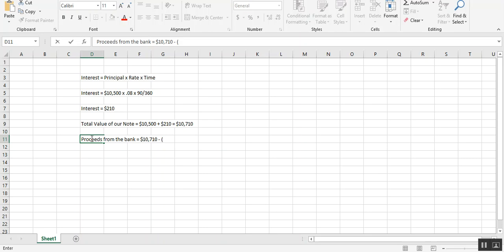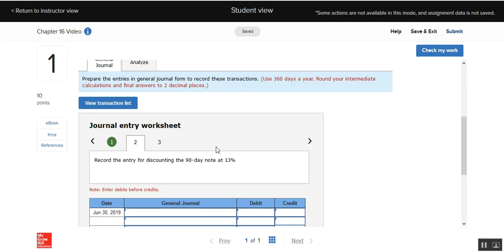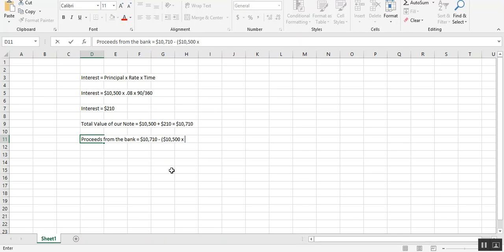And the bank is charging us, and I'm going to jump up here again to the principal times the rate times the time, because that's how we're going to calculate what the bank is keeping. They're keeping some amount of interest. That's the discount amount. So we're going to take the principal, which is the original amount, so $10,500. It says they are discounting it at 13%. So that's the rate that we're going to use when we calculate the proceeds. So instead of the 8%, they're charging us 13%. And I don't need the percent because I've got the decimal.